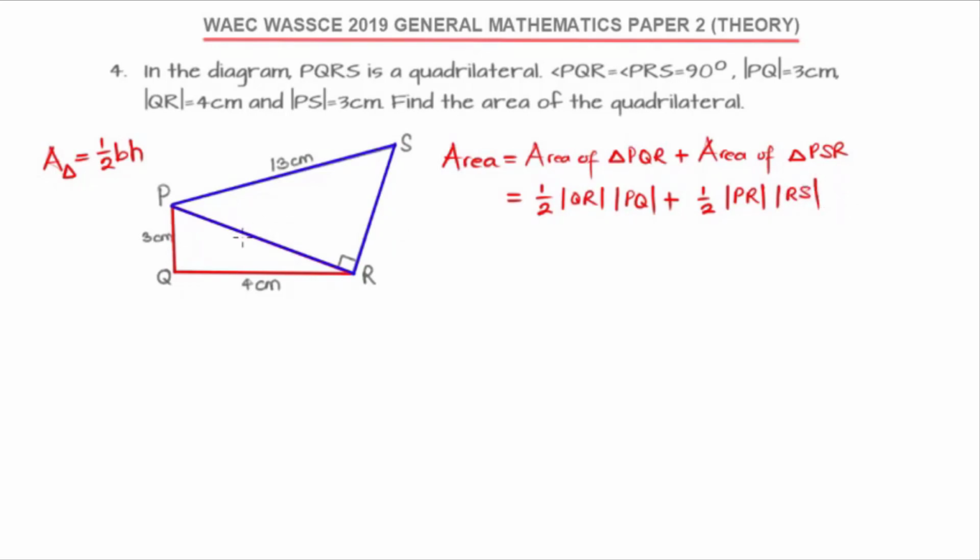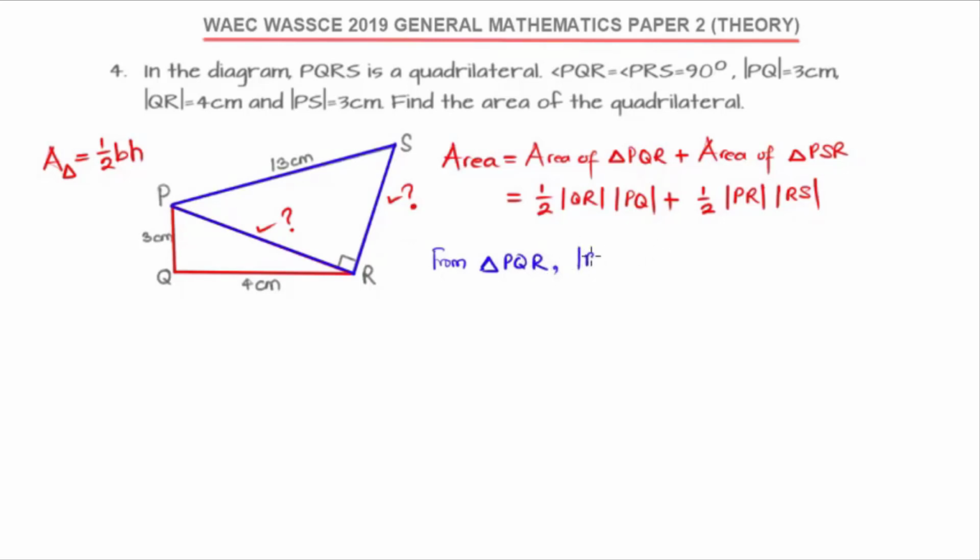RS, okay, so we have the base PR and the height RS, but we don't know the base and we don't know the height, so the first thing we need to solve for is to look for the base, the line PR, and the height, the line RS. Now, how do we go about that? We can use our Pythagoras theorem to solve for this.